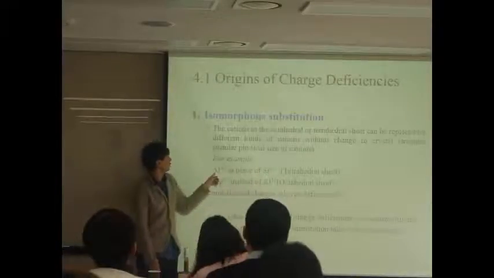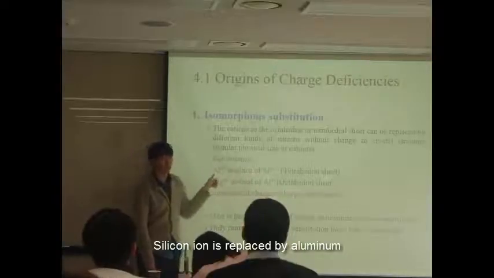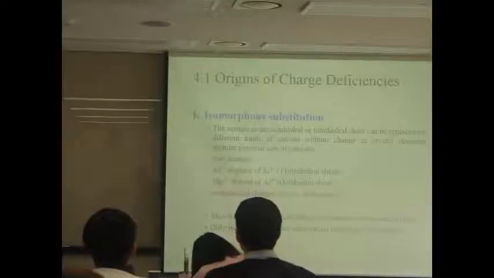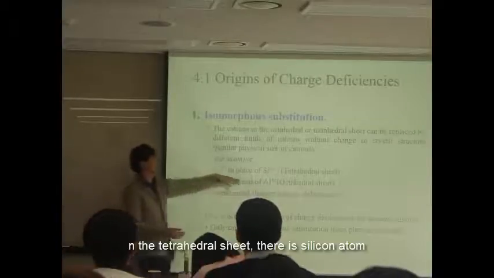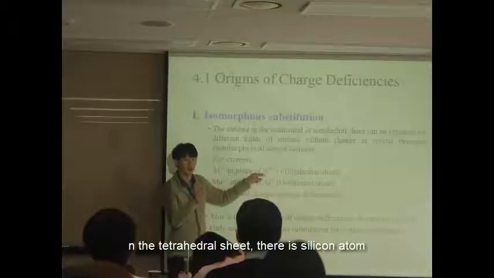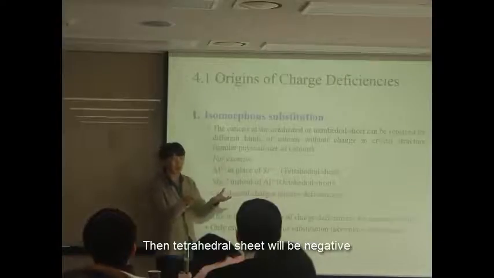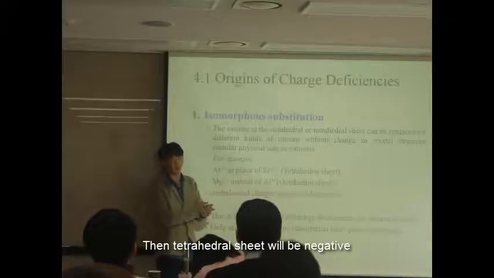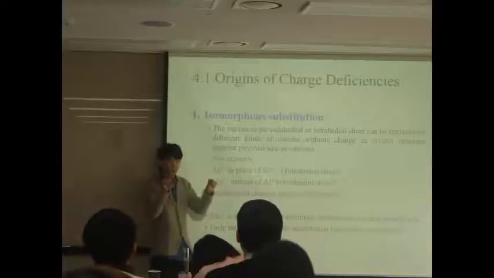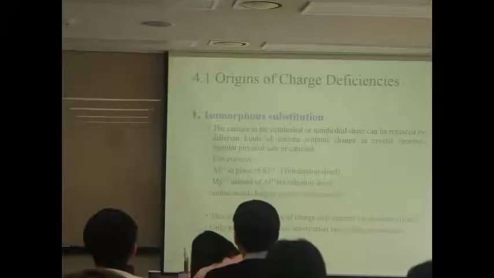Aluminum comes in the silicon's place. Silicon is replaced by the aluminum. So in the tetrahedral shape, there's a silicon atom, and that atom can be replaced by aluminum. Then the tetrahedral shape will be negatively charged. The crystal becomes negative. Sorry for using Korean.